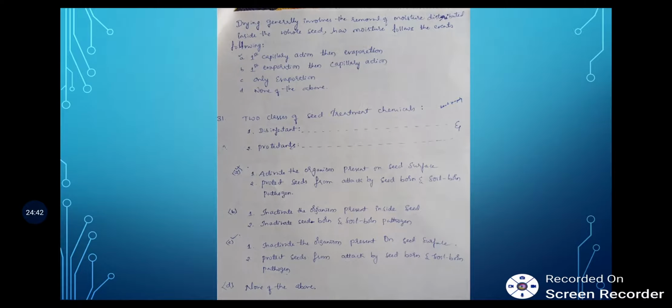We move to the next question. The question is, drying generally involves the removal of moisture distributed inside the whole seed. How does moisture follow the event? The options given are: A, first capillary action, then evaporation. B, first evaporation, then capillary action. C is only evaporation and D is none of the above. The answer is first capillary action takes place and then evaporation. That means capillary action is followed by evaporation.